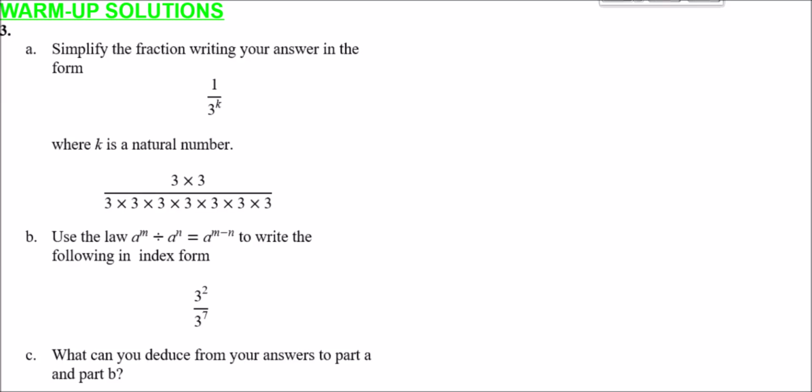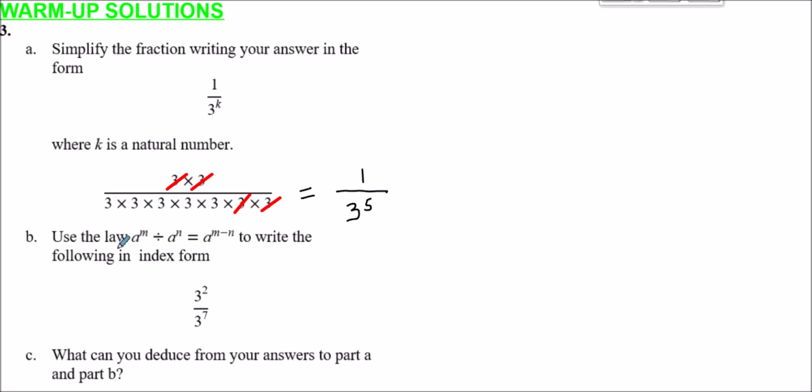Warm-up question 3. We've got this fraction below, and what we want to do here is to rewrite this fraction in the form 1 over 3 to the power k. As we can see, we've got 3's just everywhere, so we can cancel some of these off. So we can cancel this 3 with that one, with 1 below. On the top, all the 3's have cancelled, so we can just change that to a 1. And on the bottom, we have 1, 2, 3, 4, 5 of them left. So this is the same as 1 over 3 to the power 5.